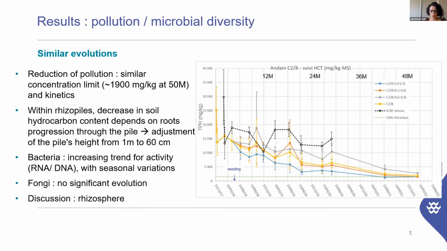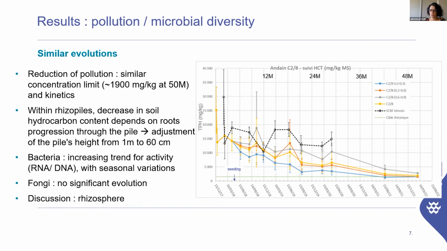About the bacteria, we have seen an increasing trend both in the biomass and also in the activity. So an increasing trend, but slight. And we have also seen a seasonal variation with an activity that is higher during spring and summer. For the fungi, we have seen no significant evolution or difference between the rhizopile and the biopile.